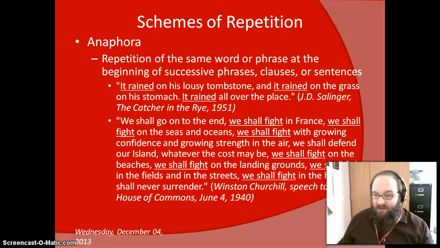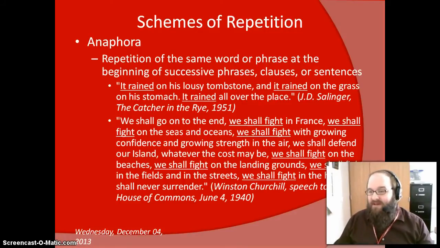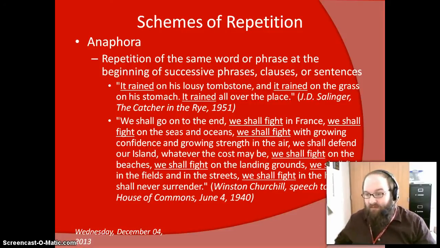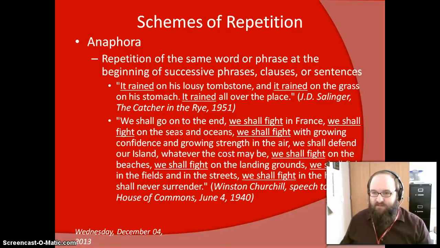It's a very powerful statement there, and the power comes from the emphasis that's placed on the repeated anaphora here. We shall fight, we shall fight, we shall fight. This would have sounded far weaker had Winston Churchill not employed anaphora and said, we shall go on to the end, we shall fight in France, on the seas and oceans, with growing confidence and growing strength in the air. That's not nearly as impactful as reminding the reader that we shall fight, because this was a declaration of resolve, of Britain's resolve to fight even in the face of this overwhelming adversity that they were presented with back in the 1940s during the Blitz. So that is anaphora, repeating the same word or phrase at the beginning of successive phrases, clauses, or sentences. Let's take a look at the next one.